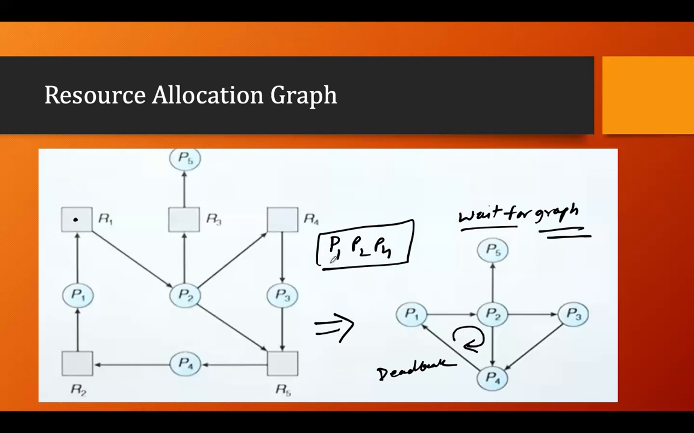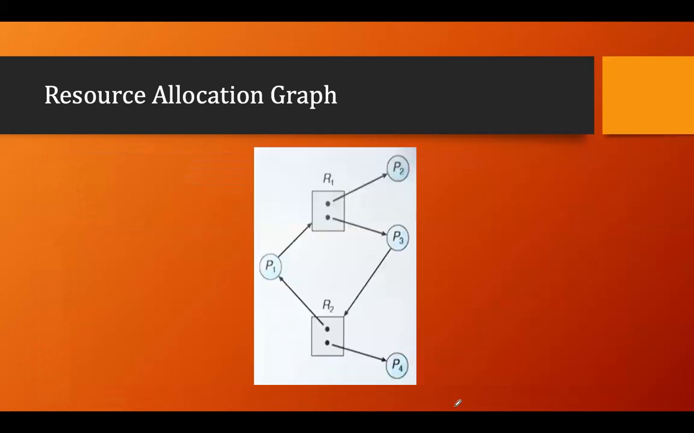When we preempt P1, this particular edge and this particular edge will not be there, only this edge will be there. So there is no deadlock, or there is no cycle. If there is no cycle, there will be no deadlock. This is the way we can recover from the deadlock by forcefully preempting the process.